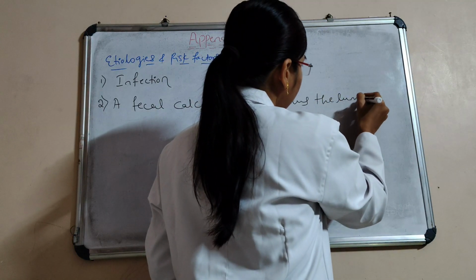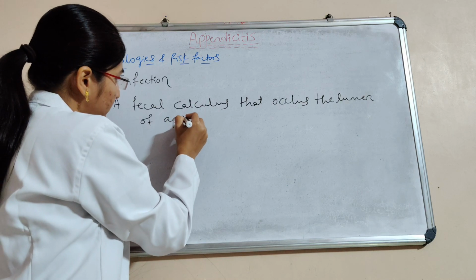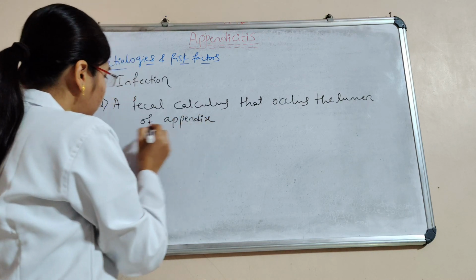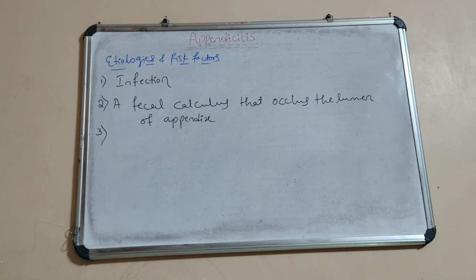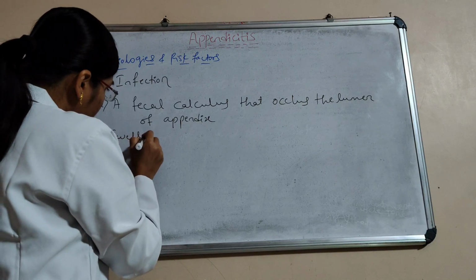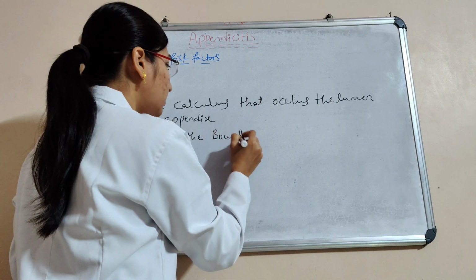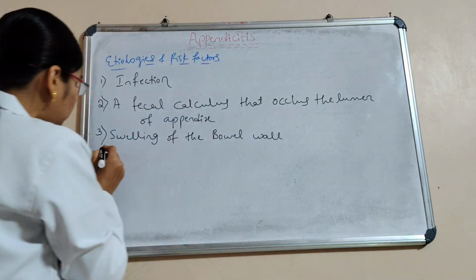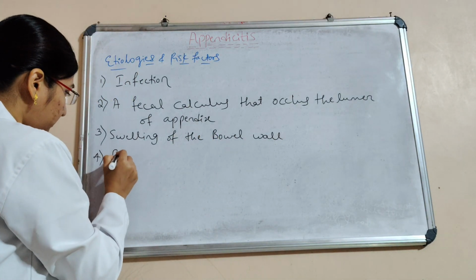in the lumen of appendix. Here a fecal matter that occurs, that blocks the lumen of the appendix, and then also swelling of the bowel wall. Of that fibrous condition of a bowel wall.